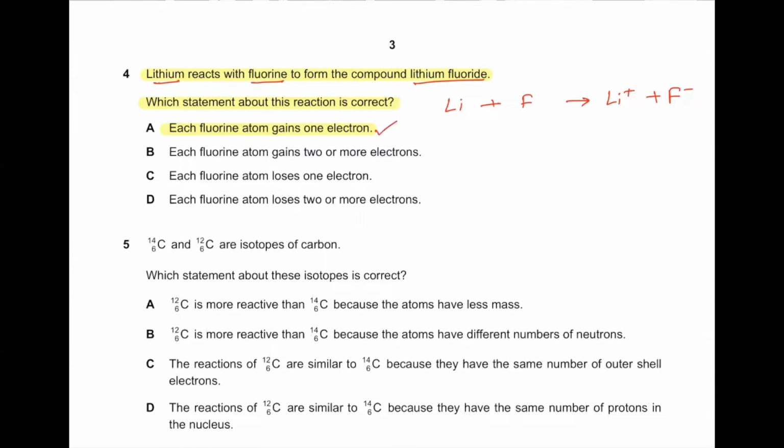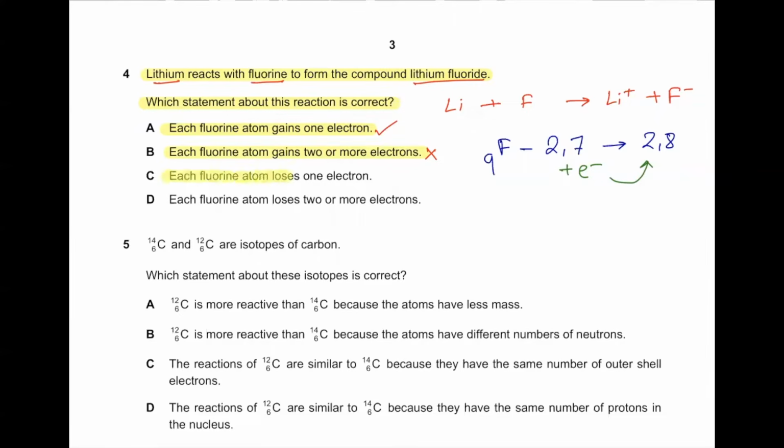This is correct. Now the next statement, each fluorine atom gains 2 or more electrons. No, they can only gain 1 electron. I'll explain why a fluorine atom will gain 1 electron. Fluorine has a proton number of 9, electronic configuration of 2,7. So in order to become 2,8, it only requires one more electron. So if we just add one more electron, it will become 2,8. So there is no need for two electrons. Okay.